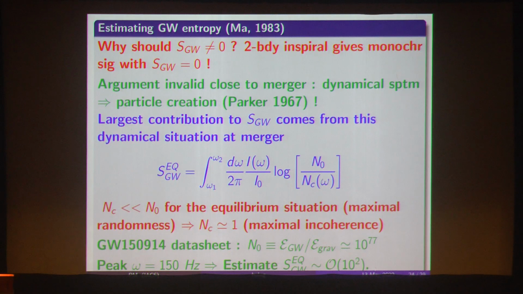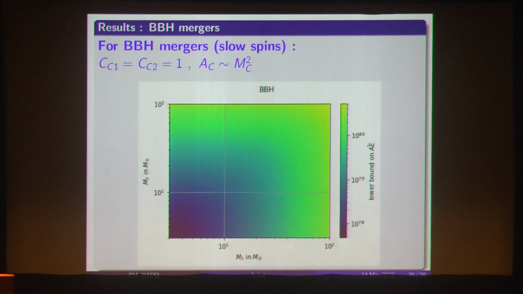A very dynamical space-time with matter around it will always produce particles. This is what Parker showed in 1967, and an example of that was Hawking radiation, where he discussed the collapse of a star. So the largest contribution will come from this merger. We made an estimate. The estimate comes out to be about, not very much, about 100. Anyway, we have an estimate, and these are now the results.